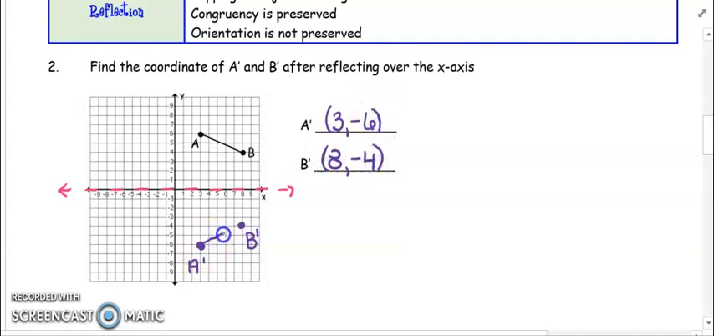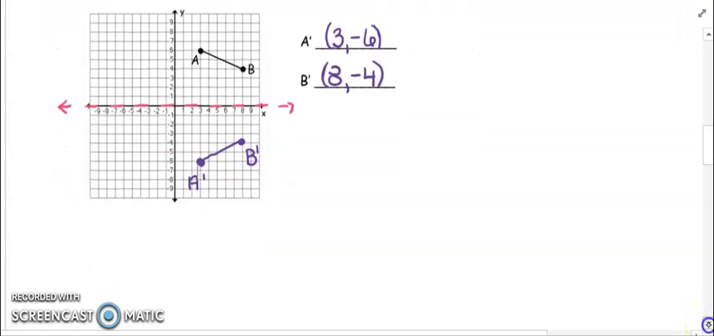Anything that's above the line goes below. Anything that's below goes above. If we were reflecting over a vertical line, if it was on the right side, it would go to the left. And if it was on the left side, it would go to the right.